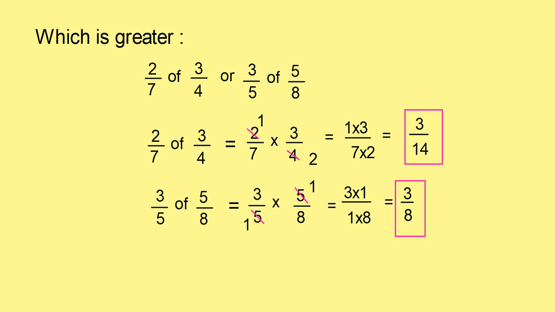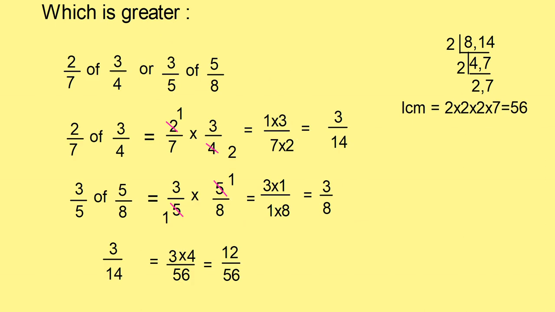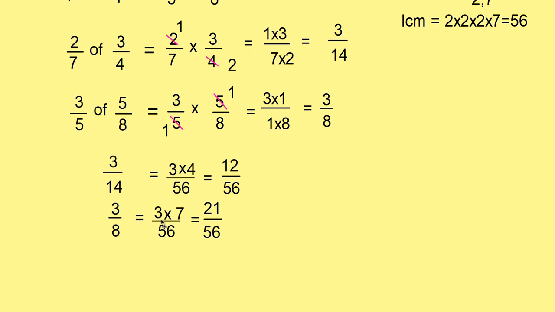For that you have to find out the LCM of 8 and 14. Here the LCM of 8 and 14 is 56. Now make 3 by 14 with denominator 56. That you can write as 3 by 14 is equal to 14 into 4 is 56, so 3 into 4, that is 12 by 56. Now take 3 by 8 and change to denominator 56. That you can write as 8 sevens are 56. So 3 into 7, 21 by 56.